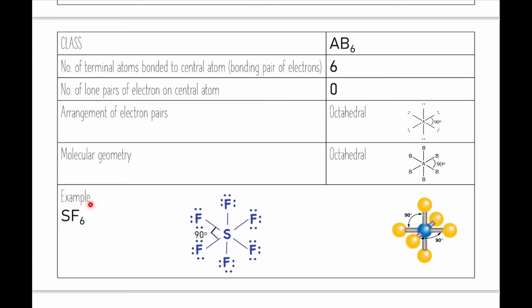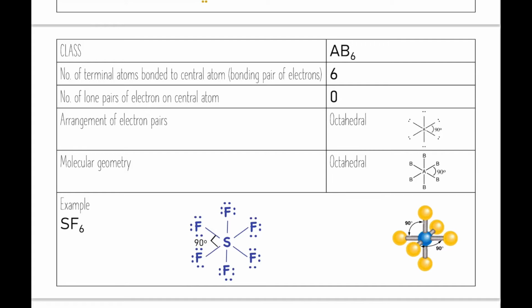For example, SF6. As you can see, around the sulfur atom, there are no lone pairs, but we have 6 bonding pairs of electrons. Therefore, SF6 will adopt an octahedral molecular geometry with 90-degree bond angle. You can imagine octahedral molecular geometry as a 4-blade ceiling fan suspended to the ceiling with one string attached below the central part of your fan.